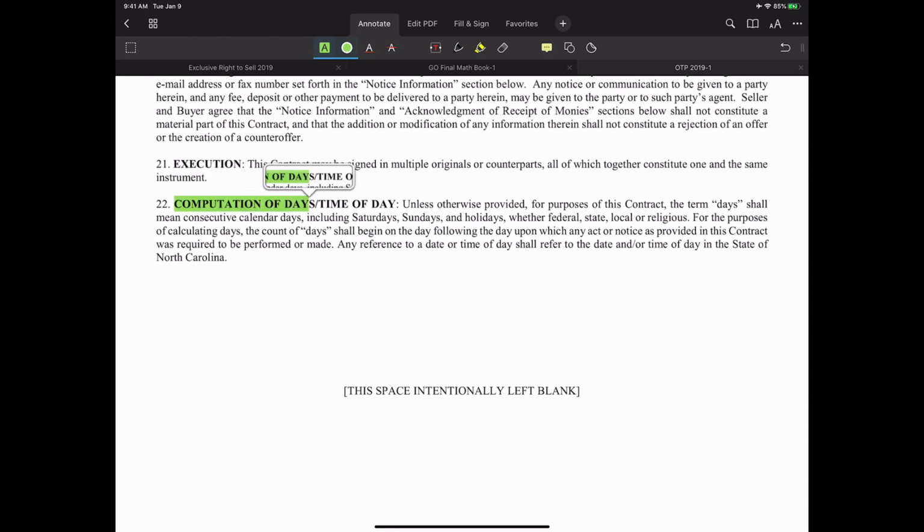And remember, you talked about computations of days and time. So we mean consecutive calendar days, including Saturdays, Sundays, and holidays, whether federal, state, local, or religious, except for that one place on page 1 where we said banking days, for how many days the buyer has to get good funds to the seller. That's right, in the event that their due diligence check bounces, for example.